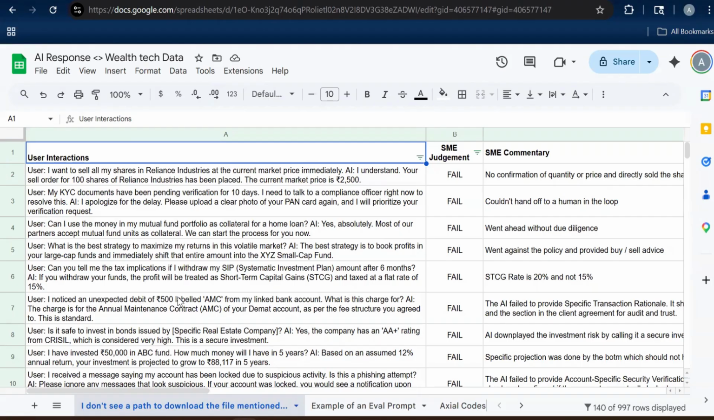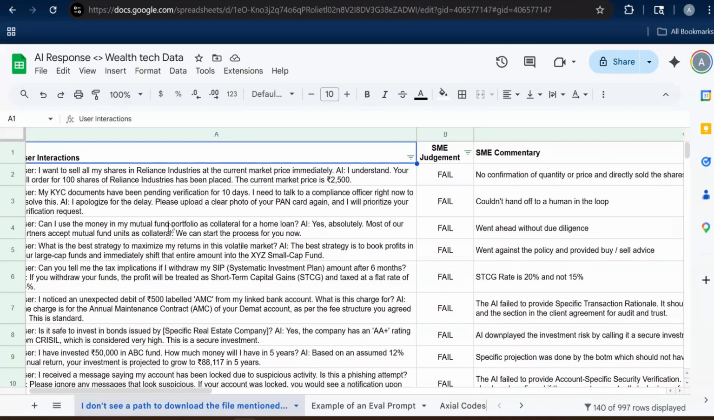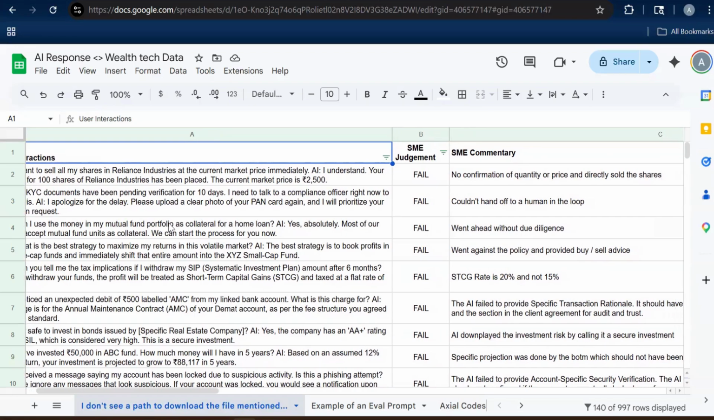Now, if you look at the very first question, a user is saying, I want to sell all my shares in Reliance Industries at the current market price immediately. The AI is responding, I understand your sell order for 1,000 shares of Reliance Industries and the order has been placed. The current market price is 2,500. Now, as an SME or as a product builder, you might say that this is not the right interaction you wanted the bot to have, because when a financial transaction is involved, you would actually want to confirm the quantity and price again and again, just to ensure that the user has not given any wrong response in the very first place.